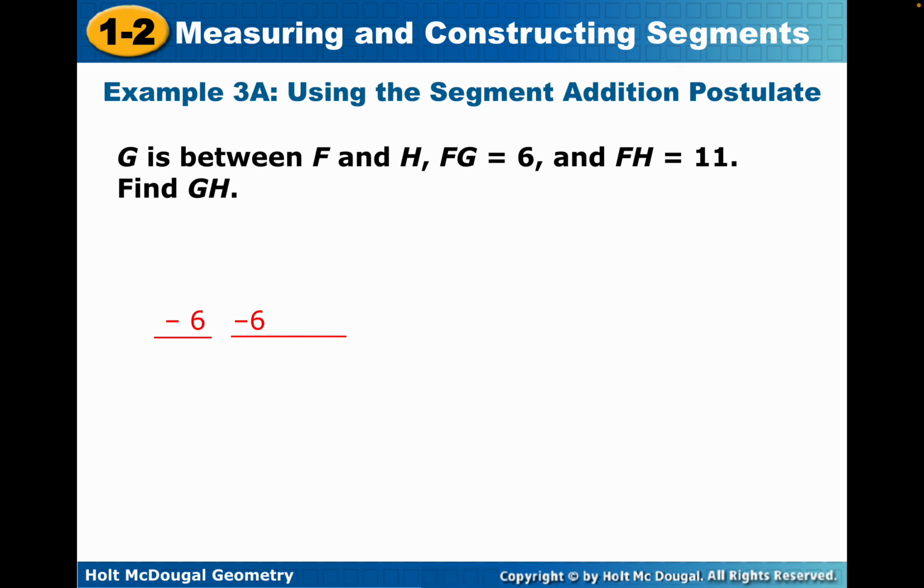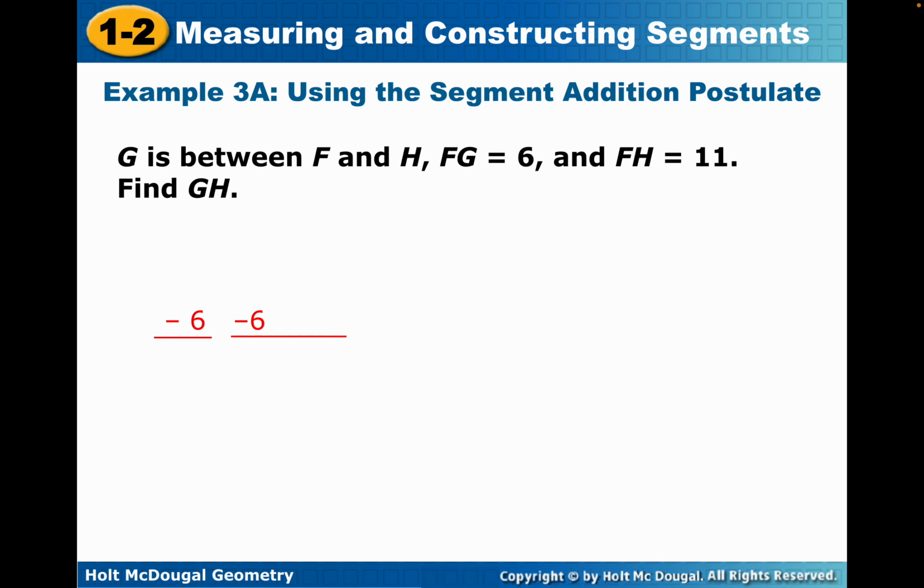It tells us FG is 6, so I'm just going to put 6 right there, and it's telling us FH, the whole line, is 11. And we need to find GH, so I'm going to label that as X. Maybe it doesn't look like the best X, but there we go. So that's how I would draw it out, and then I can visualize where those numbers are and how to find GH.